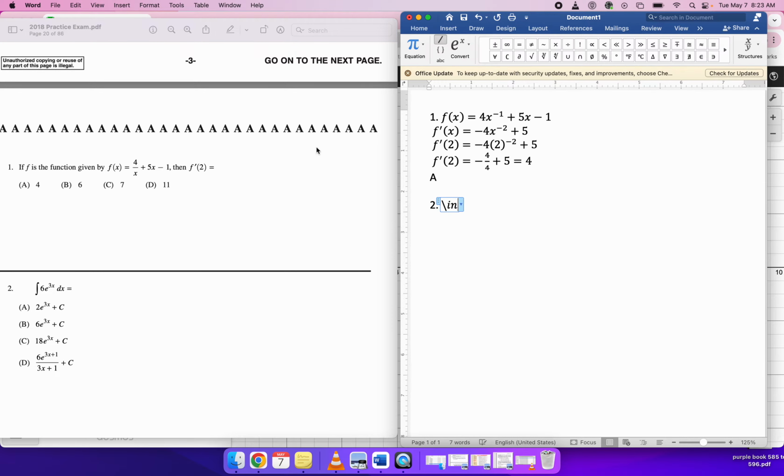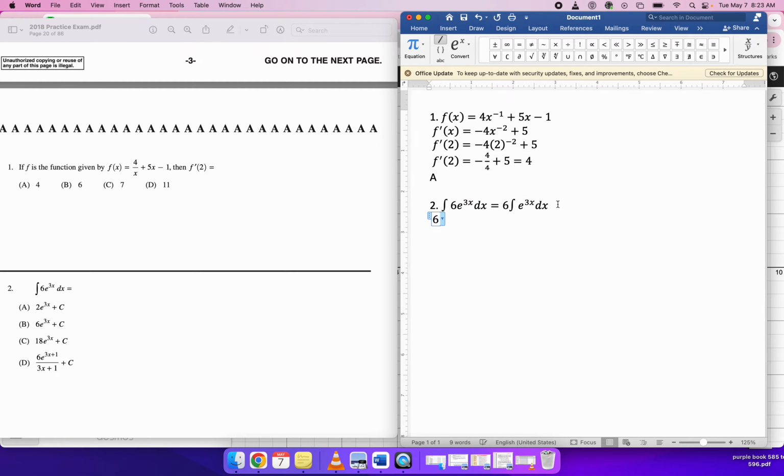2, the integral of 6e to the 3x. This is an indefinite integral. We're just finding the antiderivative. If you wanted to use guess and check, for one thing, the 6 is a constant multiple. I would just pull it out like this. So you're just focused on taking the antiderivative of this. I would guess and check this.